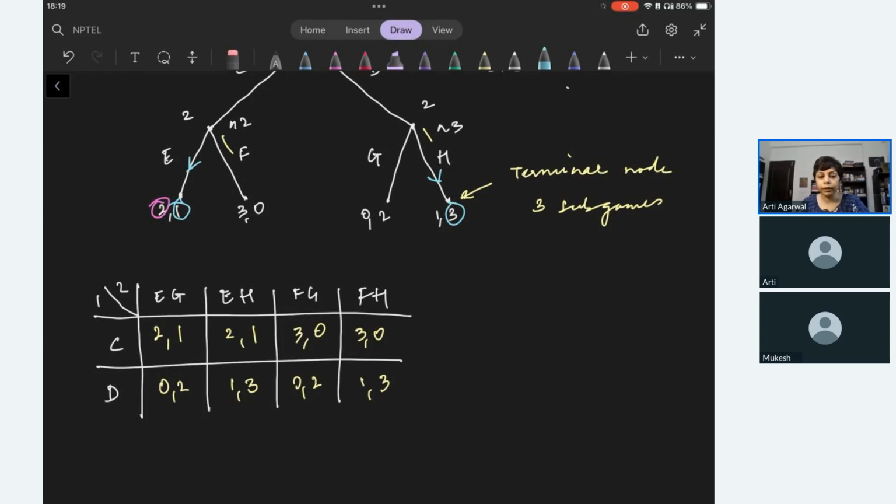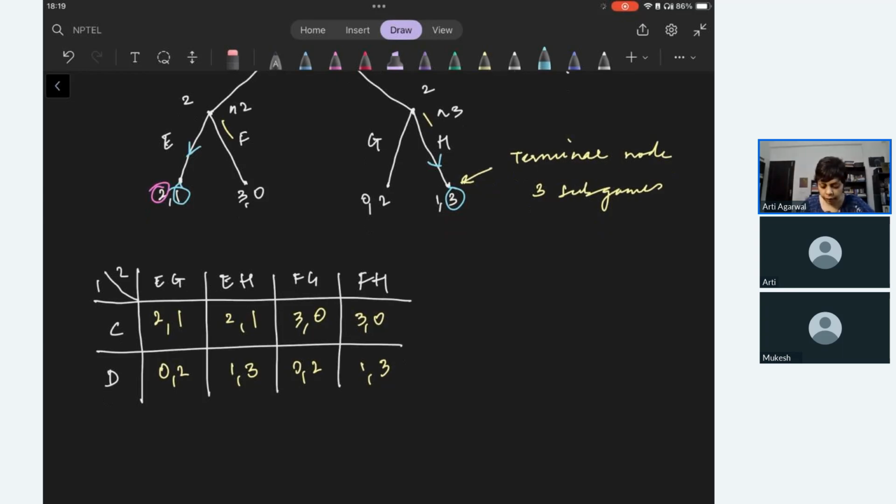Now we need to find the Nash equilibria. It's not that difficult. If 1 is playing strategy C, what is the best response of 2? For player 2, both of these are going to give the best responses. His payoff is better here. If 1 is playing strategy D, the best response of player 2 is this.